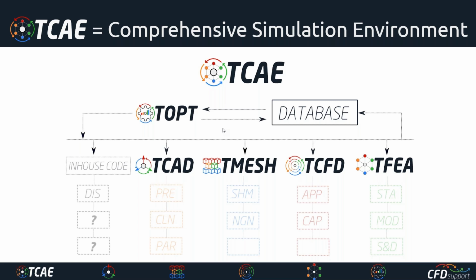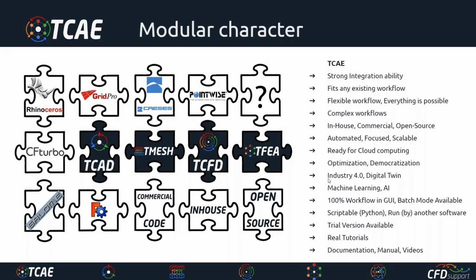As already mentioned, TCAE has individual modules. We say it has a modular character. It consists of software modules that can be combined according to the project needs, and you can view the individual modules as standalone software pieces. So it's not one program. It's a couple of quite independent standalone software pieces. That's quite important.